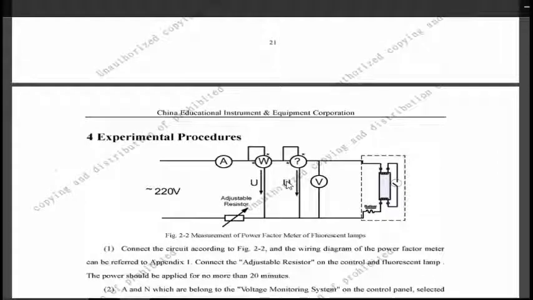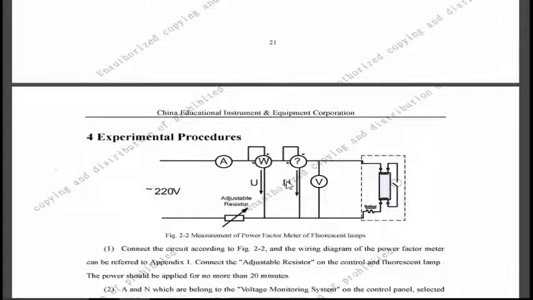Experimental procedure. We have a circuit diagram here, and that's what we're going to follow to perform our experiment. This is the wiring diagram of the experiment. So we have the ammeter here, the power meter here, the voltmeter here, our adjustable resistor here, and the fluorescent lamp here as well.